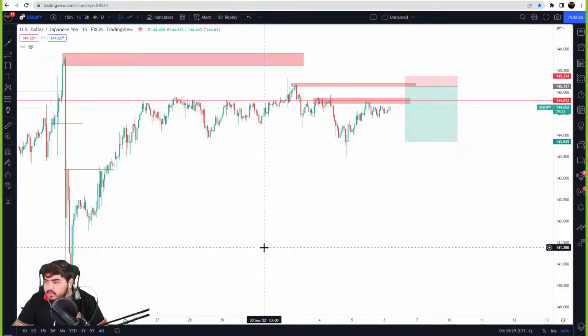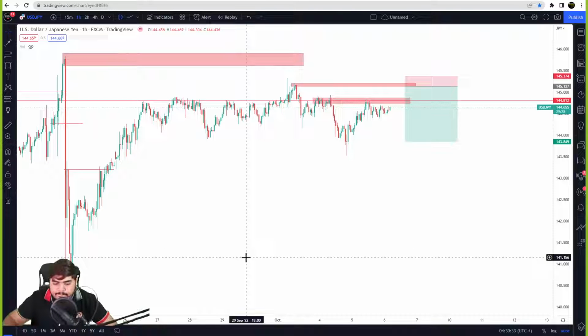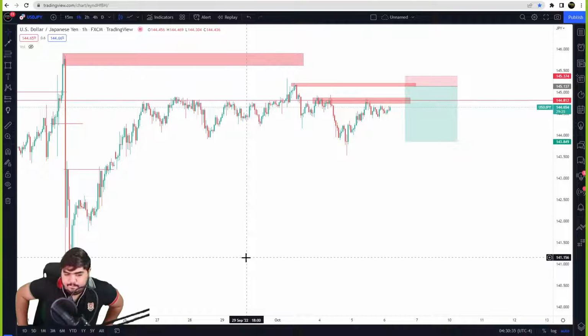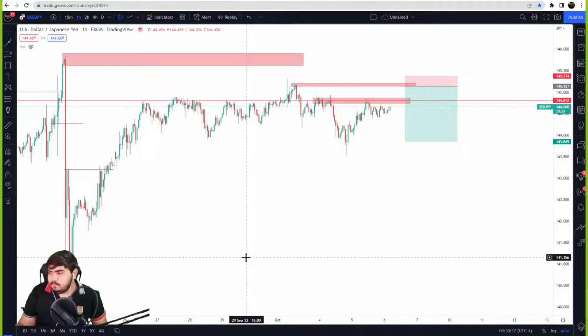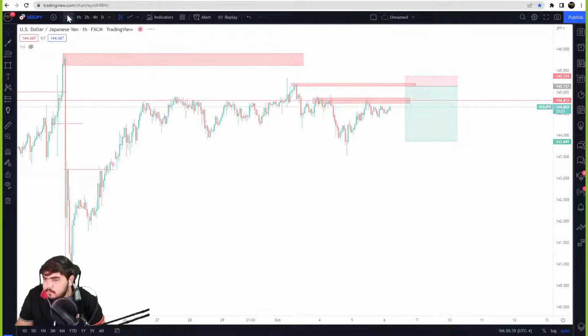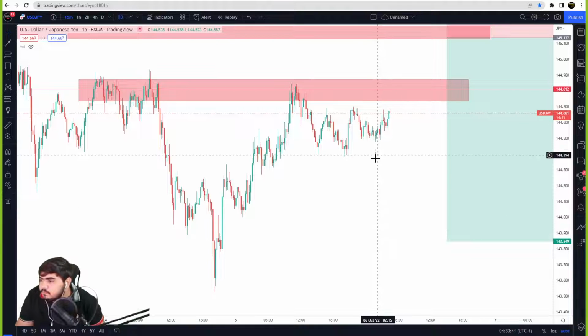Anything that you want to say on USD JPY, Asad? Well, what I can see is it can drop if you come to the smaller time frames.